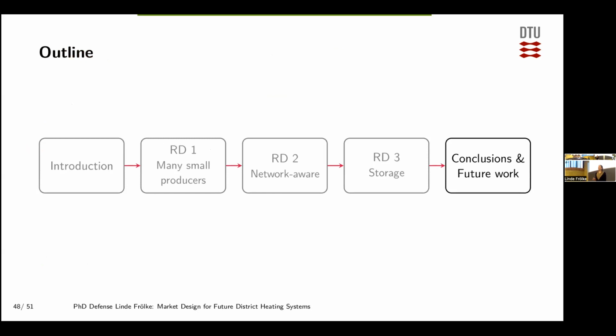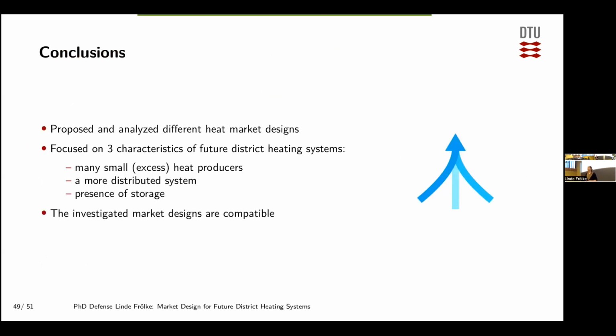So that brings me to the conclusions and directions for future work. In this work, we proposed and analyzed different heat market designs, while focusing on three main characteristics of future district heating systems. The first is that there will be many small heat providers present in the system, also excess heat providers. The system will be more distributed, and there is a presence of storage. And we want to emphasize that the different designs that we studied are compatible, so they can be combined.